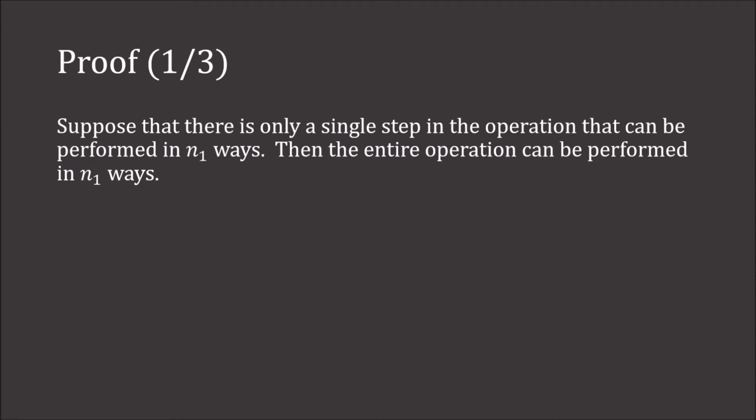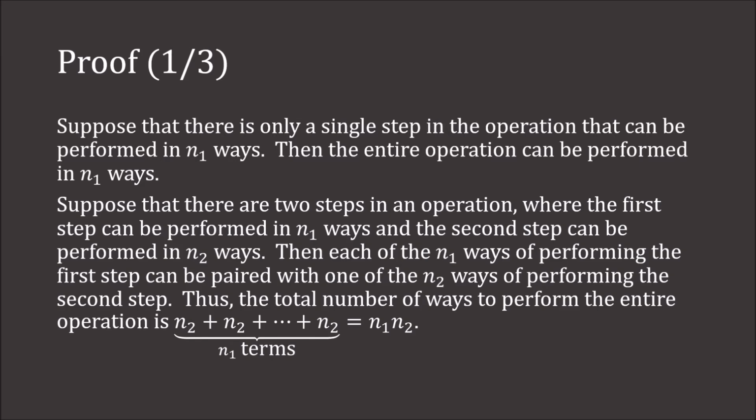Now, suppose that there's only a single step in the operation that can be performed in n1 ways. Then the entire operation can be performed in n1 ways. Now suppose that there are 2 steps in an operation, where the first step can be performed in n1 ways, and the second can be performed in n2 ways.